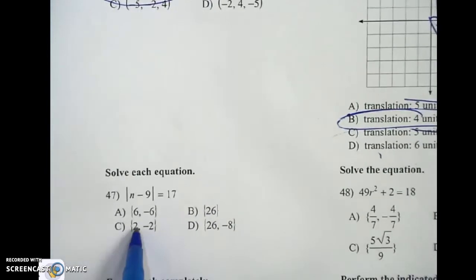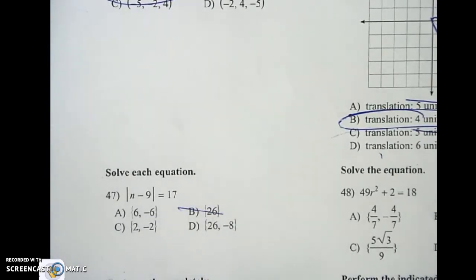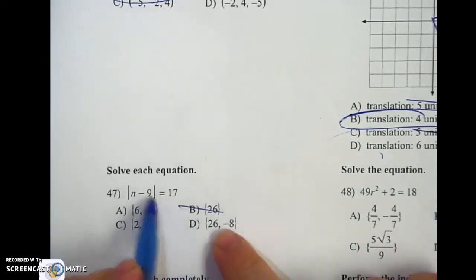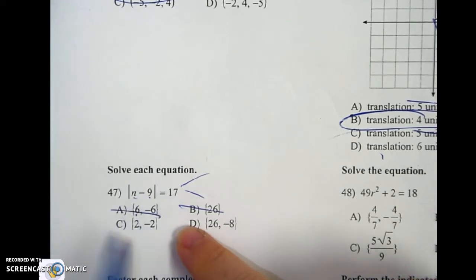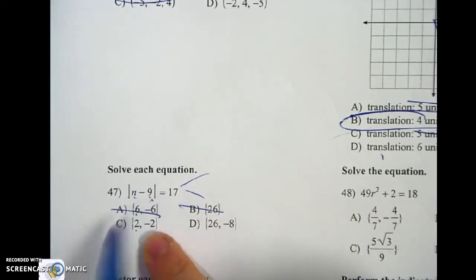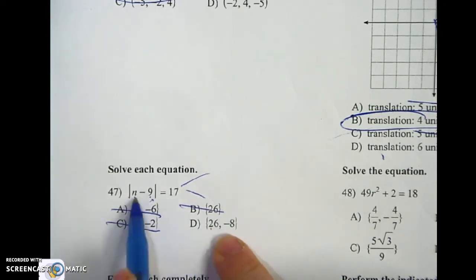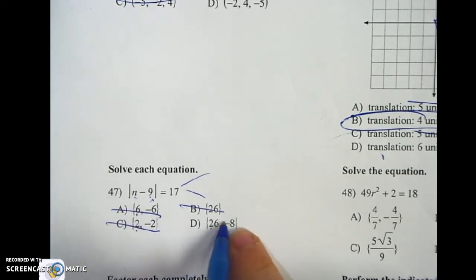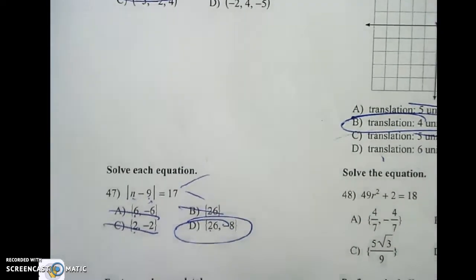Okay. So it's been a while since you've done this, but this is absolute value. Absolute value means you always have 2 answers, so that one's out. So options are you can split it and solve or just plug it in. 6 minus 9 is 3, never going to give you 17. 2 minus 9 is 7, never going to give you 17. 26 minus 9 gives you 17. Negative 8 minus 9 gives you negative 17. The absolute value turns positive.